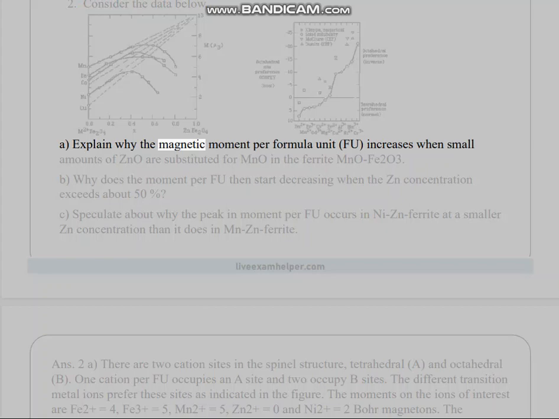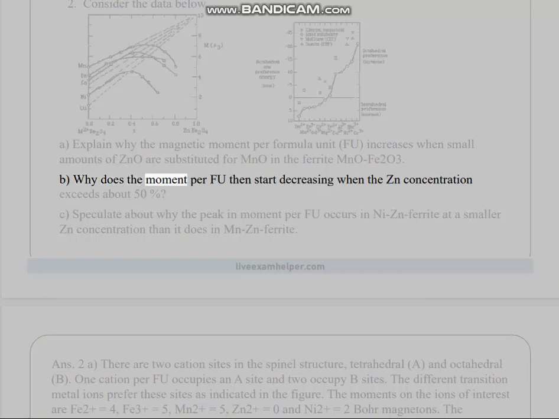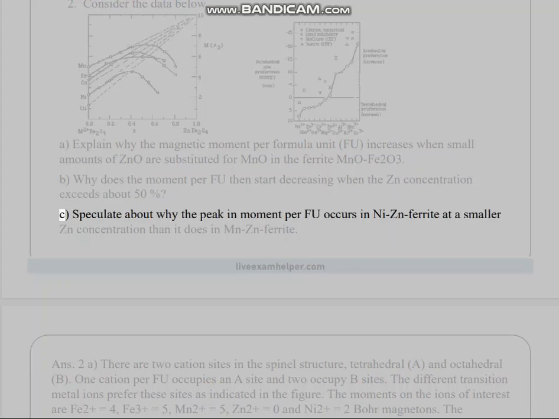2. Consider the data below. A. Explain why the magnetic moment per formula unit, FU, increases when small amounts of ZnO are substituted for MnO in the ferrite MnO Fe2O3. B. Why does the moment per FU then start decreasing when the Zn concentration exceeds about 50%? C. Speculate about why the peak in moment per FU occurs in NiZn ferrite at a smaller Zn concentration than it does in MnZn ferrite.